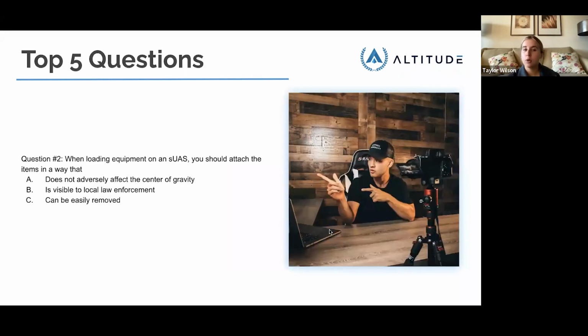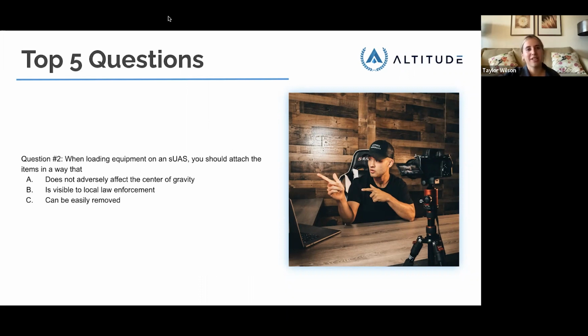When loading equipment on our small UAS, you should attach the items in a way that A, does not adversely affect the center of gravity, B, is visible to local law enforcement, or C, can be easily removed. Again, going back to when we're talking about weight and balance and loading our aircraft, forward, aft CG, all of that fun stuff.